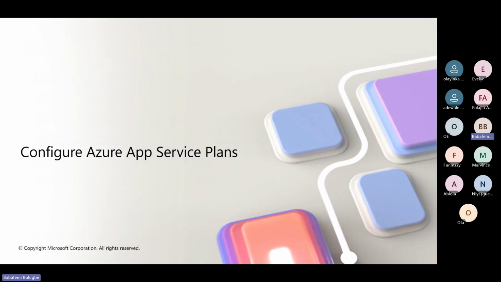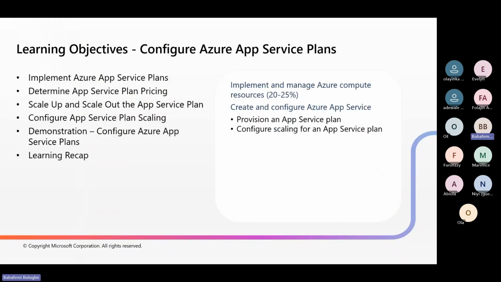So the first part is for us to talk about the app service plan. And so the compute options, what do we use all these resources for? They are used for hosting our applications. We talked about the fact that we use virtual machines to host our applications.